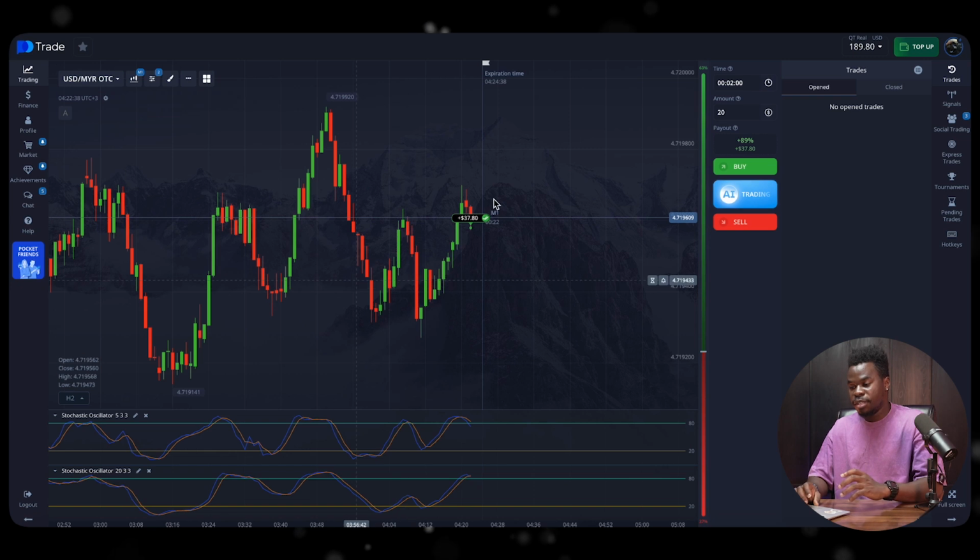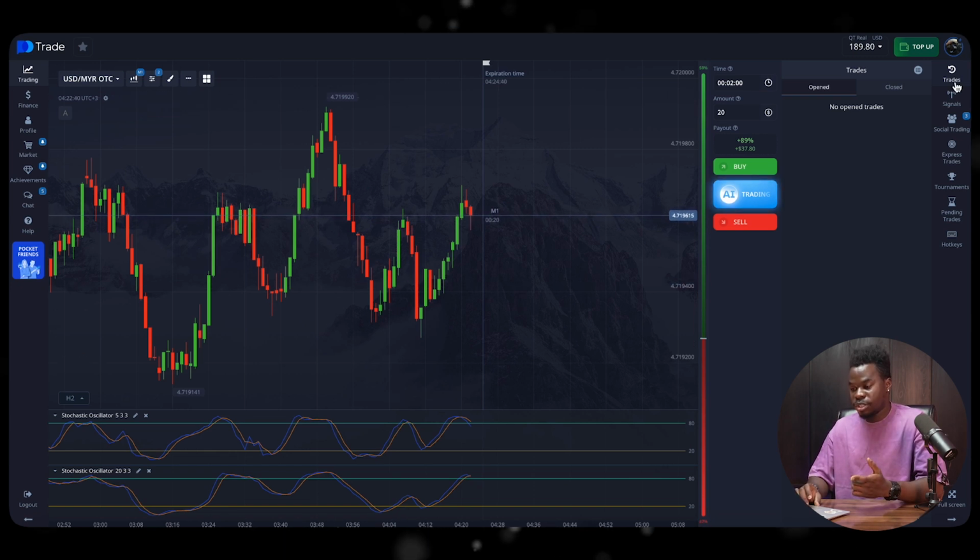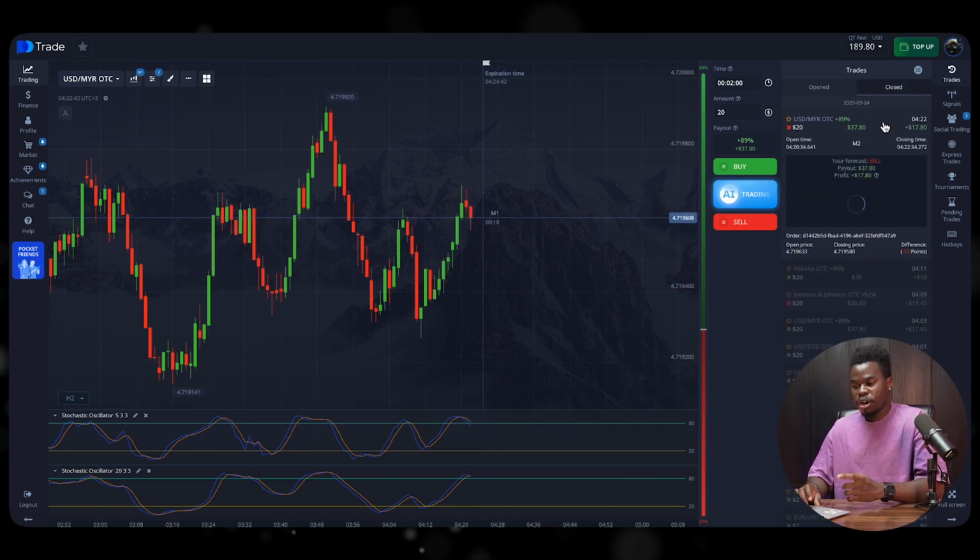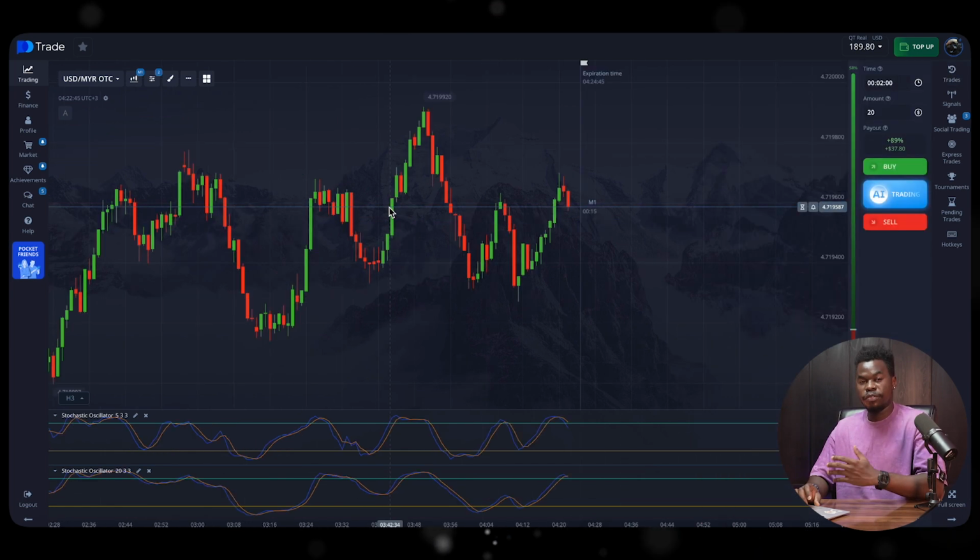That's why I always say, don't risk more than 0.5 to 1% of your deposit. This way, even if you lose, it won't hurt much. Now the balance is $189, almost plus 100% in just 40 minutes.